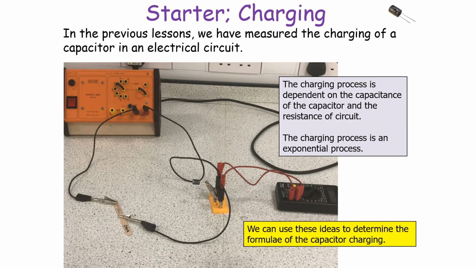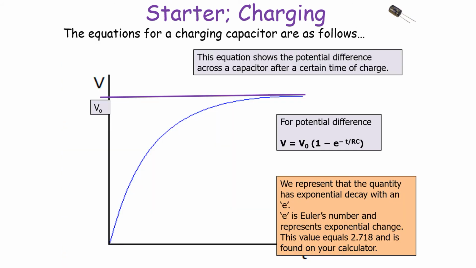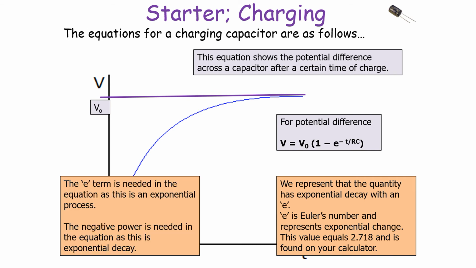Now we can look at this in terms of equations. So our equation for charging up is going to be V equals V0 times 1 minus e to the power minus t over RC. Now remember, e is Euler's number and represents exponential change. Now again, this equation is very, very important as it's got a negative power in there because it's an exponential decay.